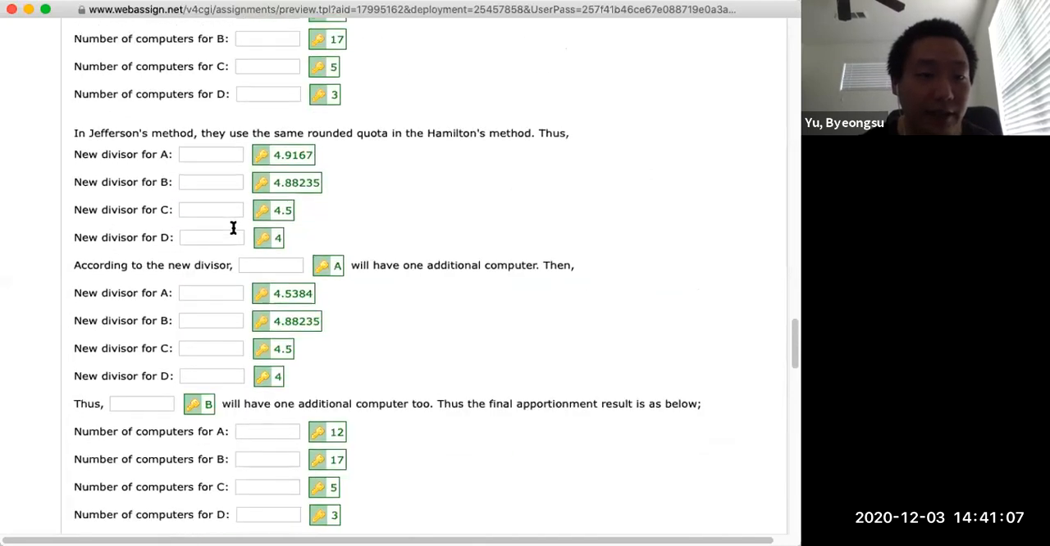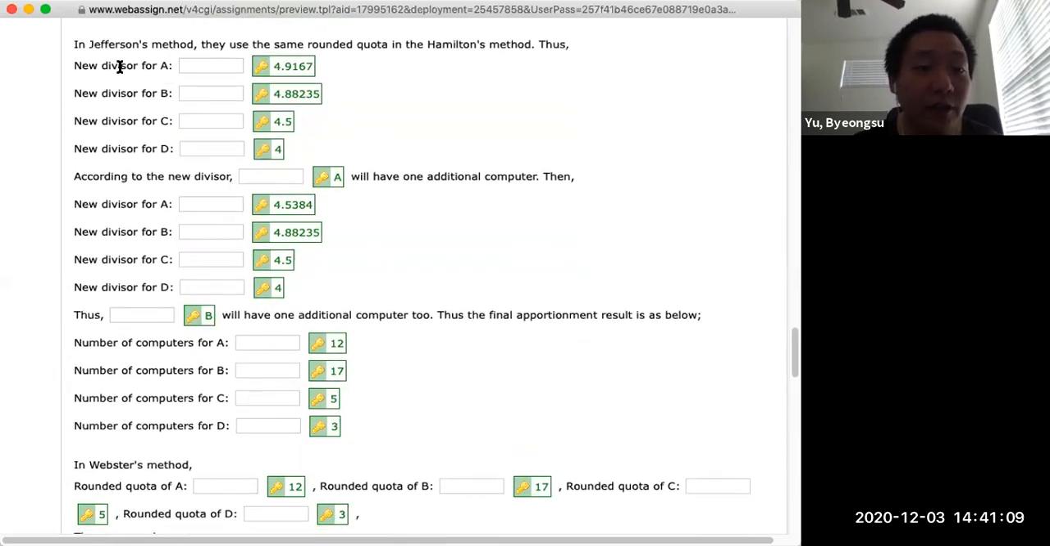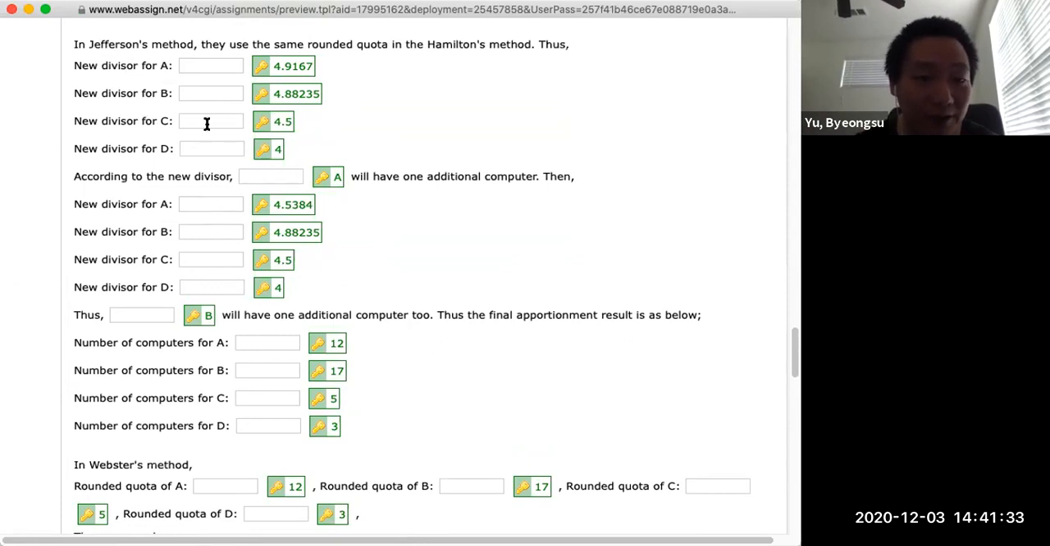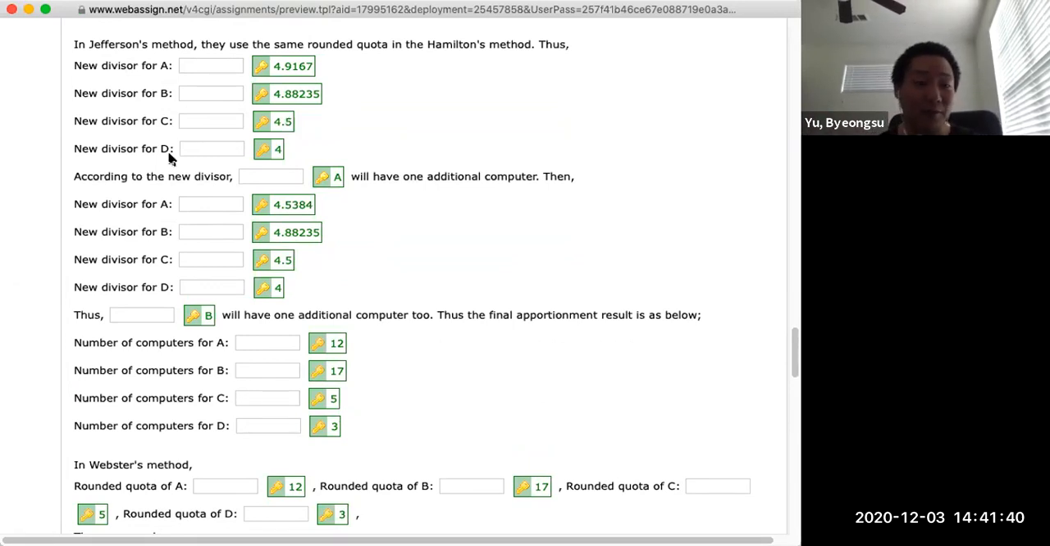In WebAssign, you can see that in the Jefferson method, the new divisor for A should be 4.9167, which is just the divisor we first got. The new divisor for B is 4.8824. Actually, 4.88235 is much more correct, but I always ask you to round to 4 decimals. The new divisor for C is 4.5, which is 27/6. And the new divisor for D is 4, which is 16/4.